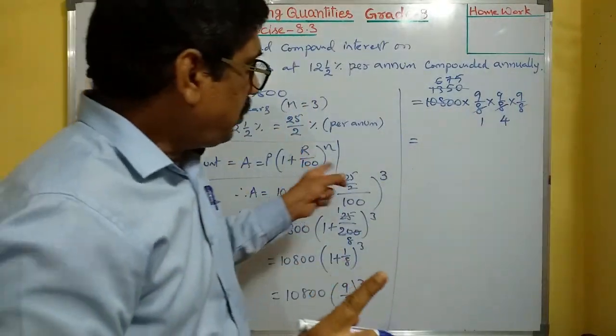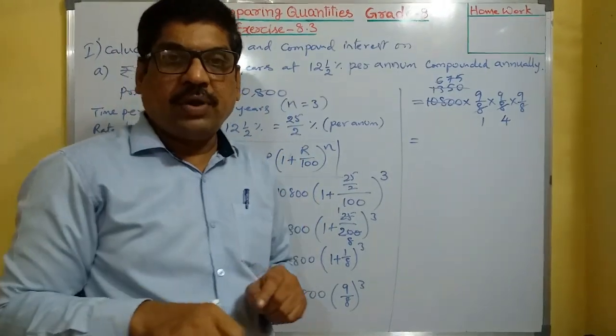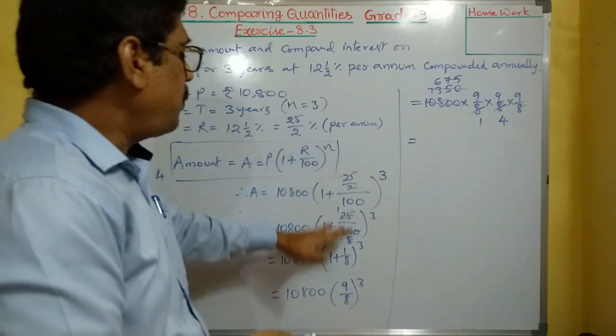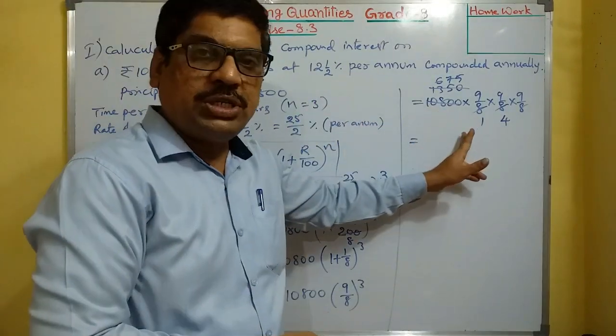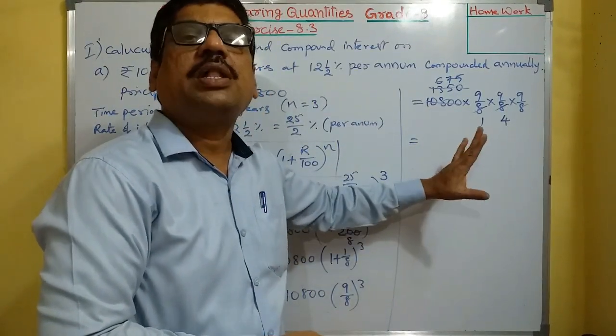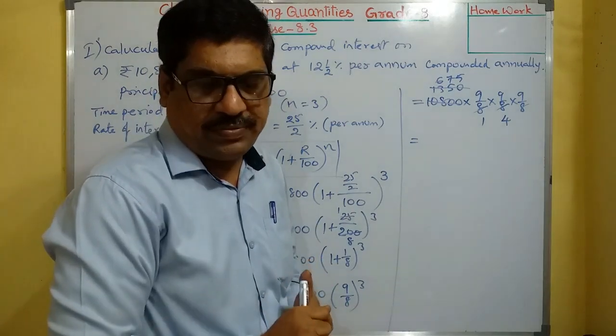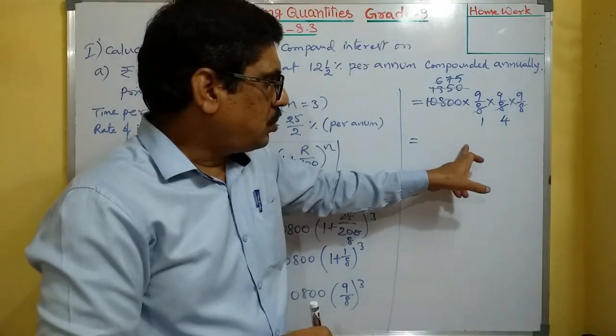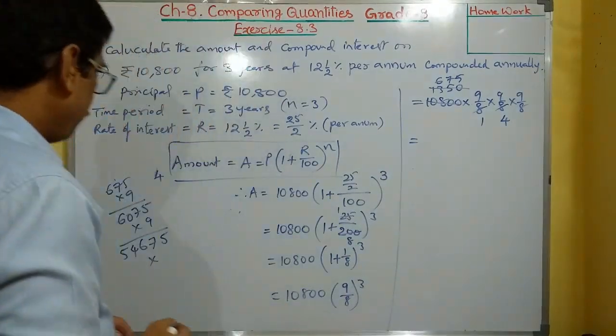See, we need to observe the simplifications very carefully. Why? Because most of the children do the procedure properly, but they make mistakes at the last step, that means while they are doing the simplification. So simplification is also very important. You have to focus on the simplification part also.